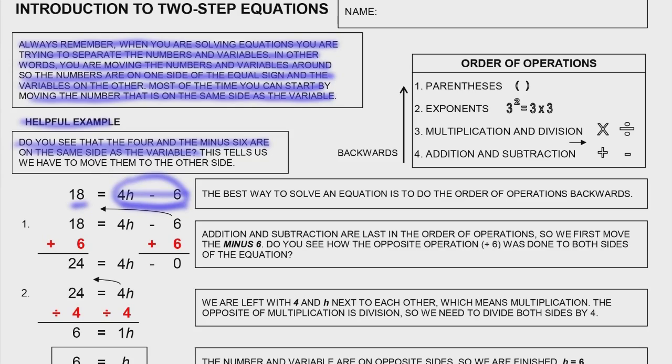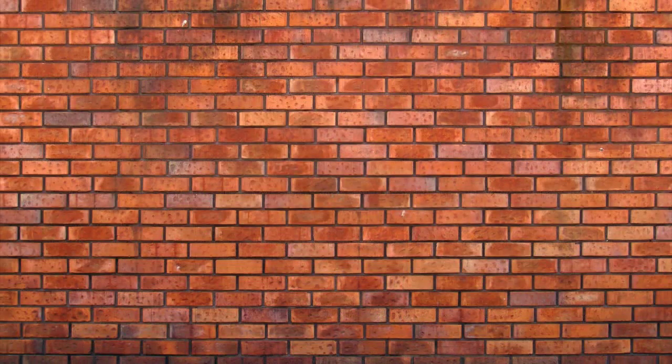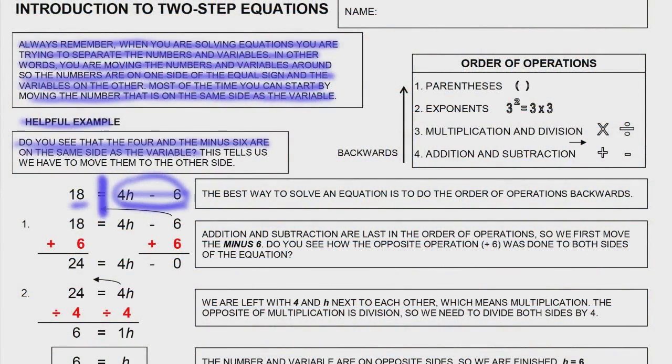So you can think of the equal sign like a wall. You're trying to keep the variables on one side and the numbers on the other. This tells us we have to move them to the other side. We've got to move the 4 and the 6 to the other side.